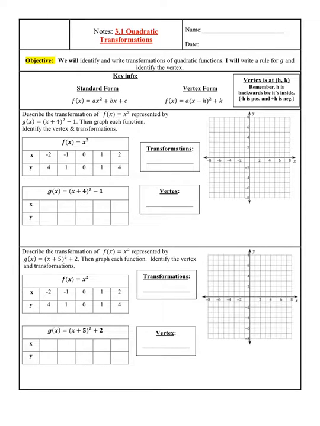Hi everyone. In this video I'm going to talk to you about quadratic function transformations. In previous videos I talked to you about transformations of parent functions and absolute value functions, so it's going to be pretty similar to that. You just have a different looking function, but the properties are still the same.